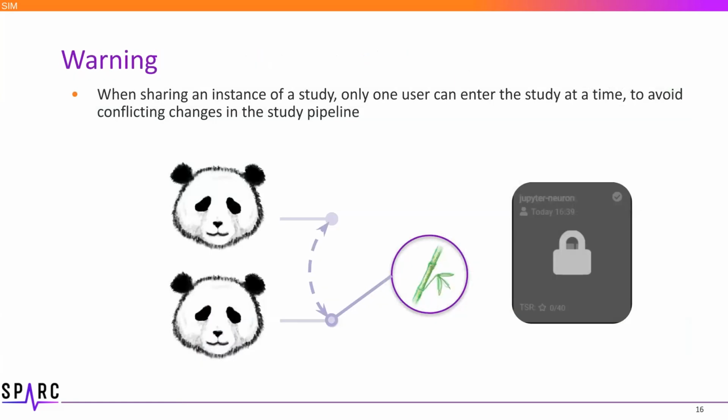It's important to note, though, that when you share an instance of a study, only one user who has access to that study, regardless of their privileges, can enter that study at a time. And this is to avoid conflicting changes in the study pipeline. So we want to avoid two people changing the pipeline simultaneously and possibly in conflicting ways.